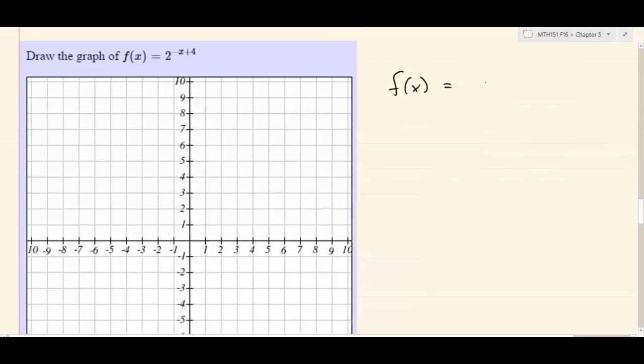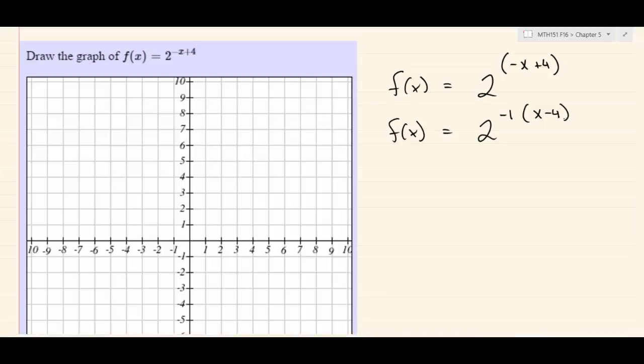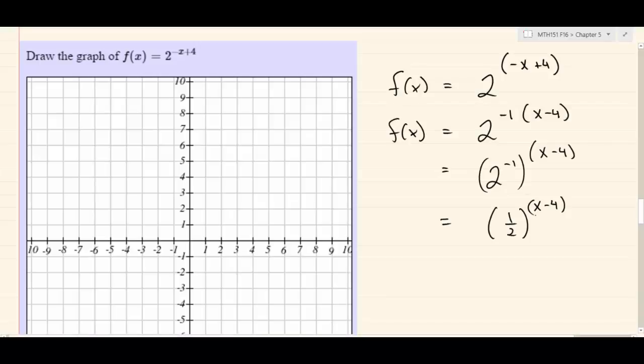f of x equals 2 to the power of (-x plus 4). What's different about this function? The x is negative. Yeah, we haven't played with one with a -x. This is what we could do. Let's factor out that -1, because I would really like a positive x up there. So I'm going to factor a -1 out of everything. And now this becomes 2 to the -1 to the power of (x minus 4). And now 2 to the negative 1 becomes 1/2. So when you have a negative x up in the exponent, factor out a negative 1.